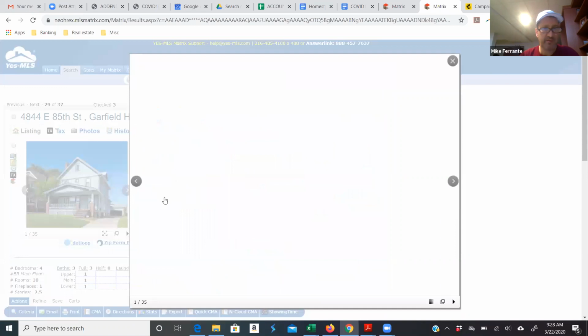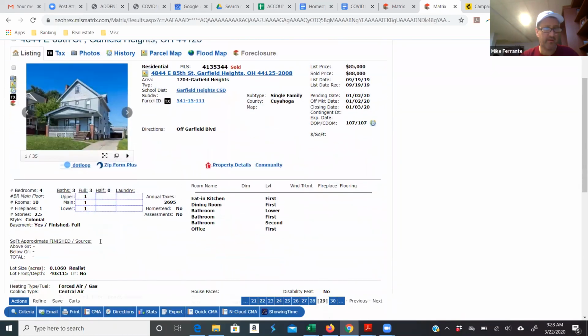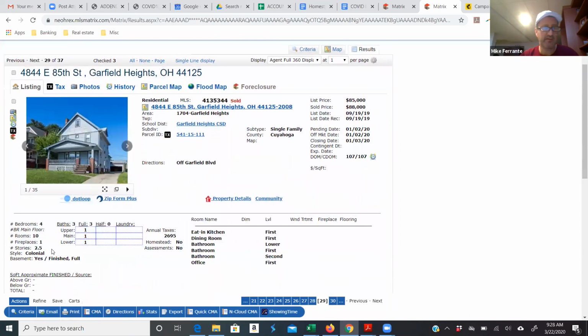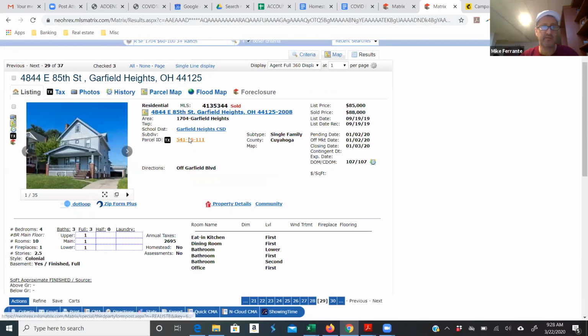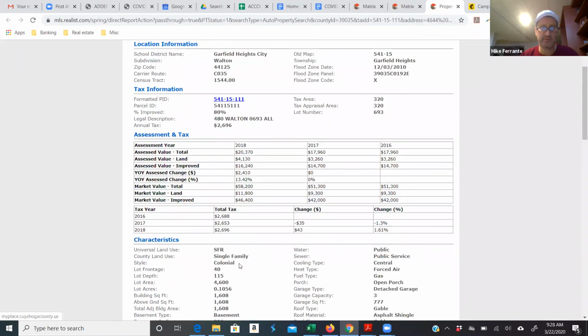East 85th, that's all wood siding there. 4 bedrooms. A lot of times they don't have the square footage, so you have to look at the county to see what the square footage was. This one's bigger, 1608.